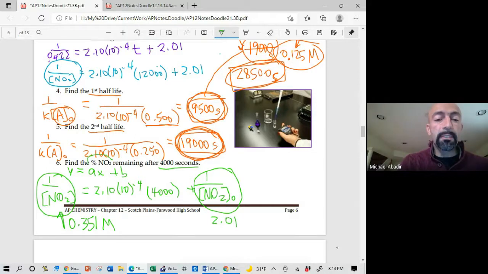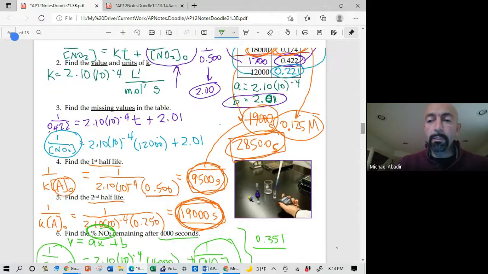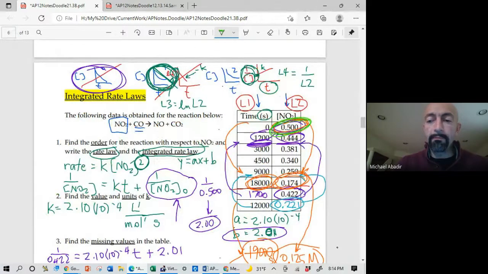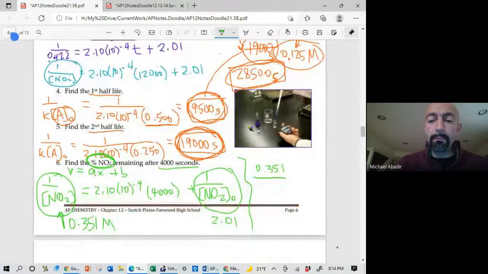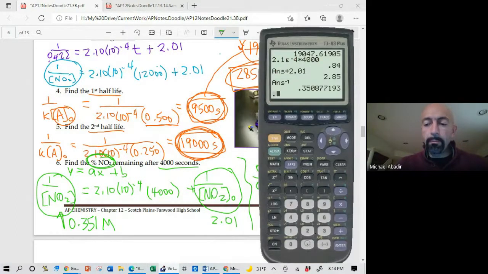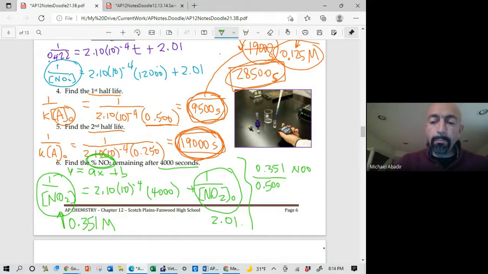This says what's the percentage left remaining. So you have to get a percent. It's always the part over the whole. So 0.351 is how much you have. Look at what you started with, which we've said a bunch of times, 0.5. You started with that. So that's 0.351 over 0.5 times 100. Do that on your calculator. 0.351 divided by 0.5, and then times 100. So that's 70.2% remaining.